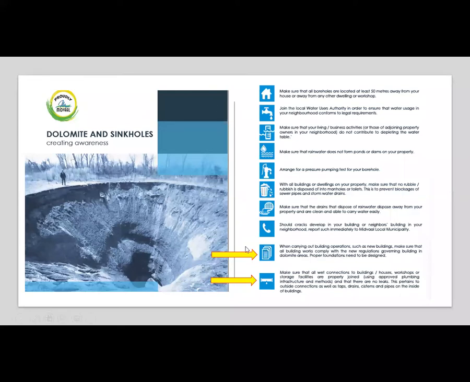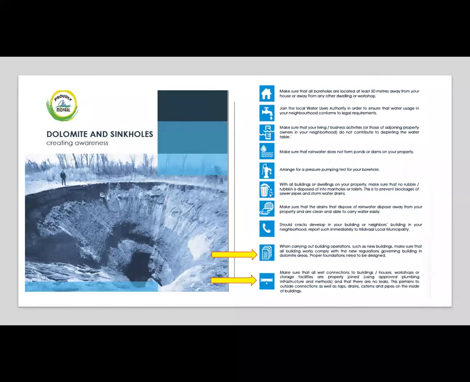I see there's two little arrows, and I just want to draw your attention to this. And I'll read this section to you. So it says, when carrying out building operations, such as new buildings, make sure that all the building works comply with the new regulations governing building in dolomite areas. So guys, if you are in the area and you're doing infrastructure, just be fully aware: am I working in a dolomite area, or am I not working in a dolomite area? And then engage with the local authorities on that.